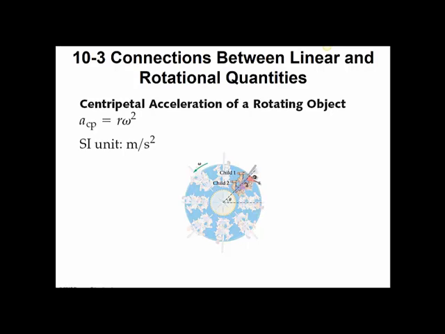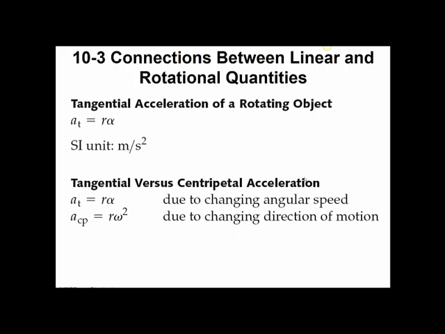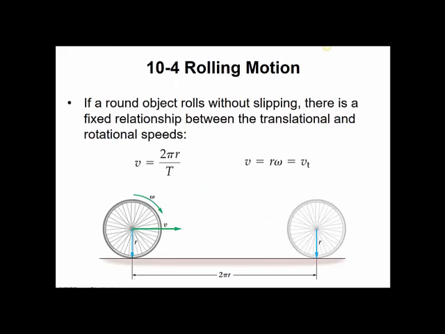Our centripetal acceleration can be found by taking the radius times the angular speed squared. So radius in meters, and I said centripetal speed, but I meant angular speed, omega squared, radians squared over second squared, which will give us units of meters per second squared. And remember that when something is rolling, that tangential velocity is 2 pi r over the period, and it's also equal to r omega. So we have two formulas for tangential speed.